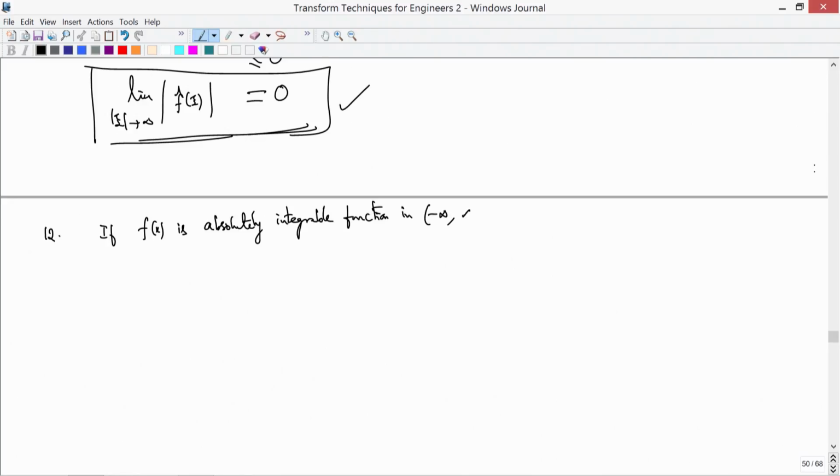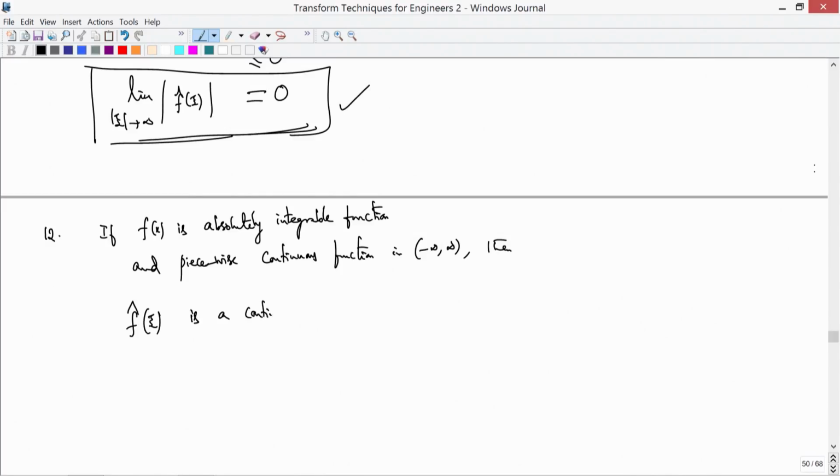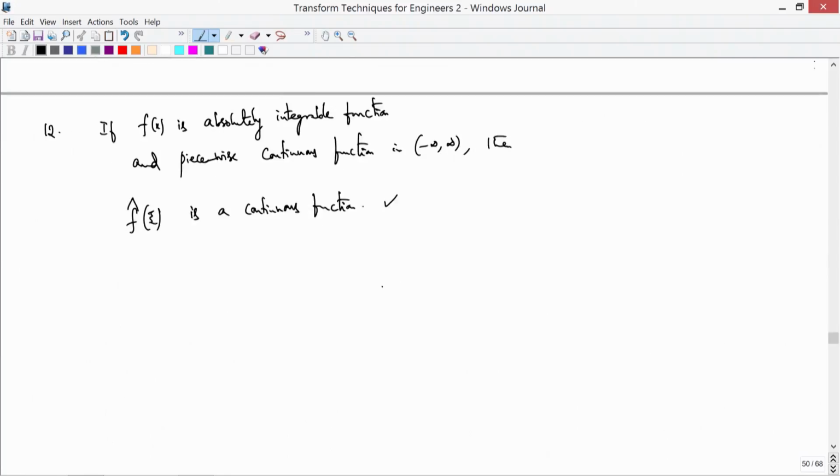in minus infinity to infinity, and a piecewise continuous function in the full R, minus infinity to infinity, then f cap of xi is a continuous function. Again, this property you can also prove: this Fourier transform is always a continuous function of xi belonging to the full real line.